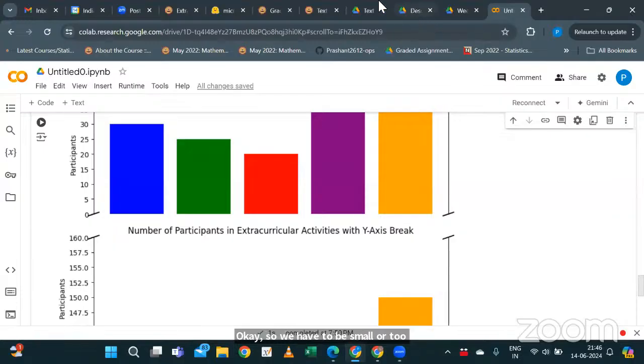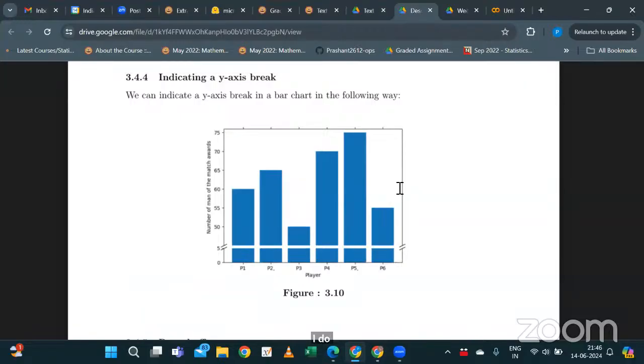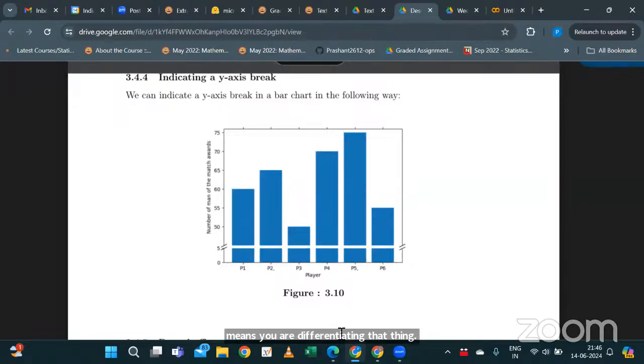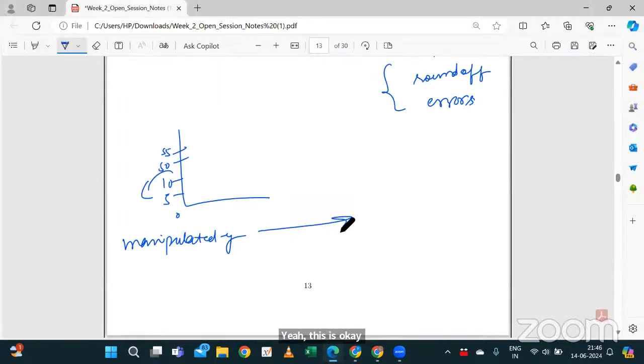On both sides? Yes, on both sides. Because see, you are mentioning the break, which means you are differentiating that thing. If you will not mention the break, that means you are manipulating your y-axis. So, sir, if there are any breaks, we can say that this is significant. Yeah, this is okay. Whatever manipulation you are doing, you are showing that, right? In manipulated y-axis or a truncated graph, what is the case?